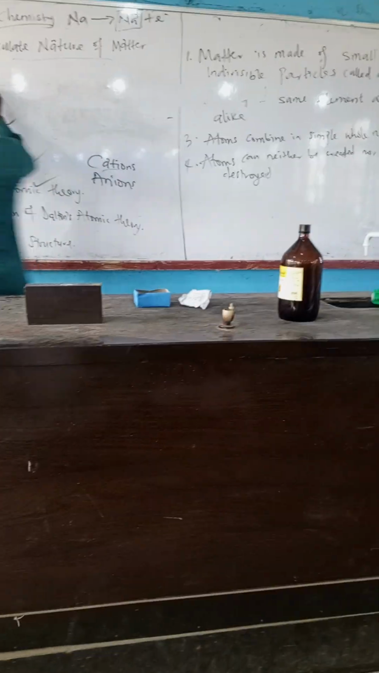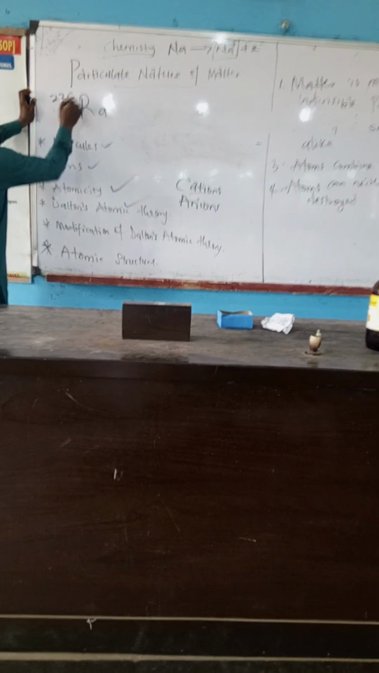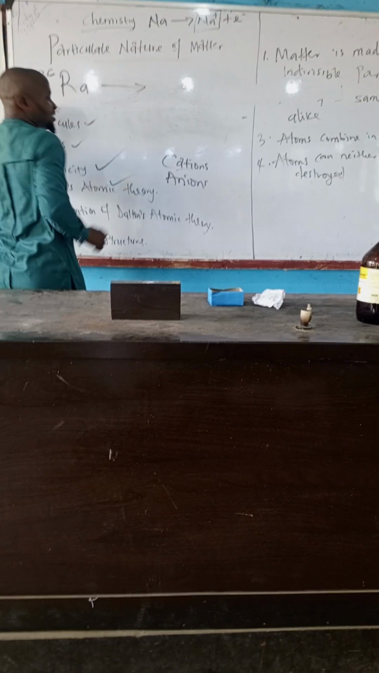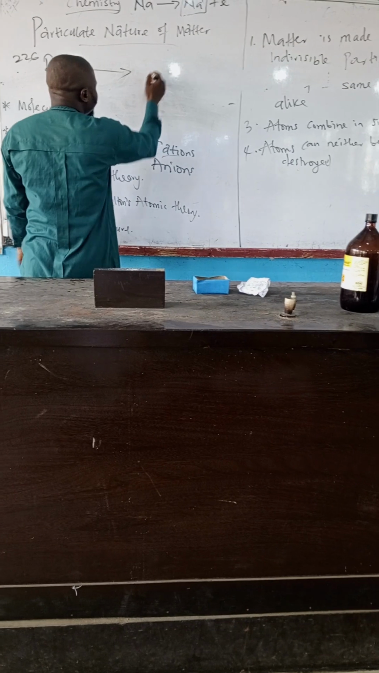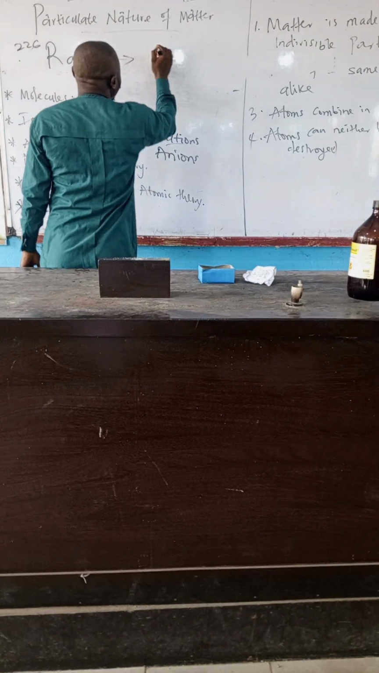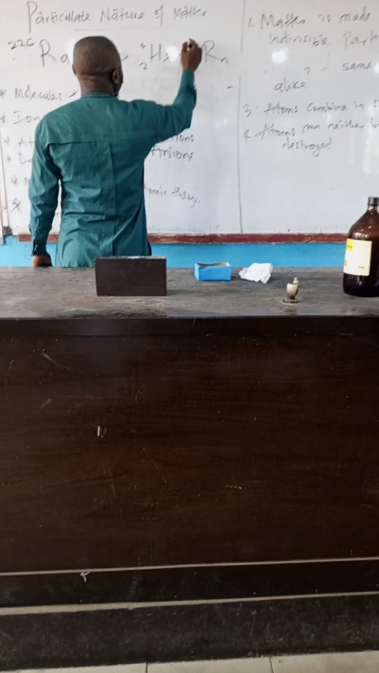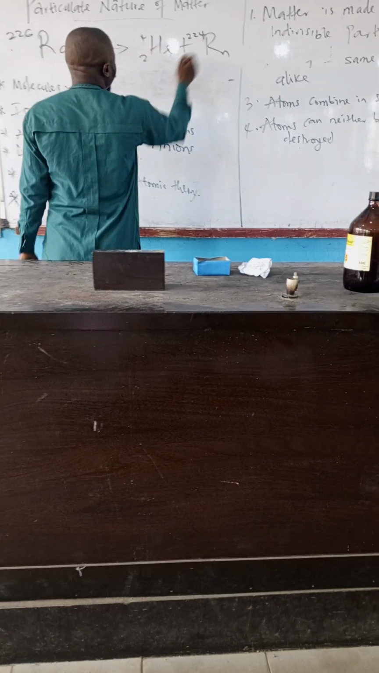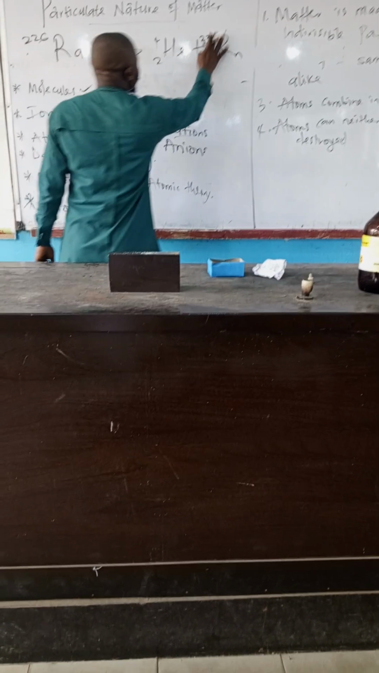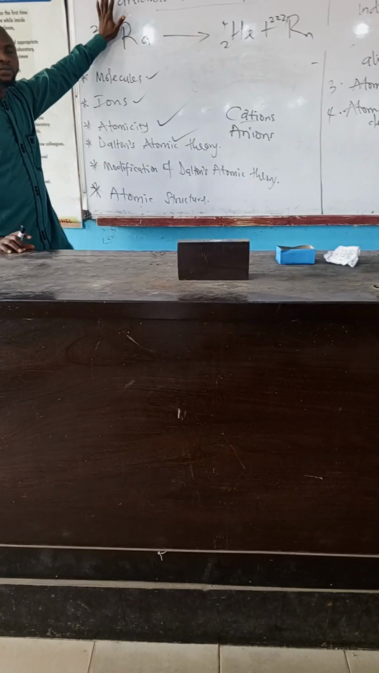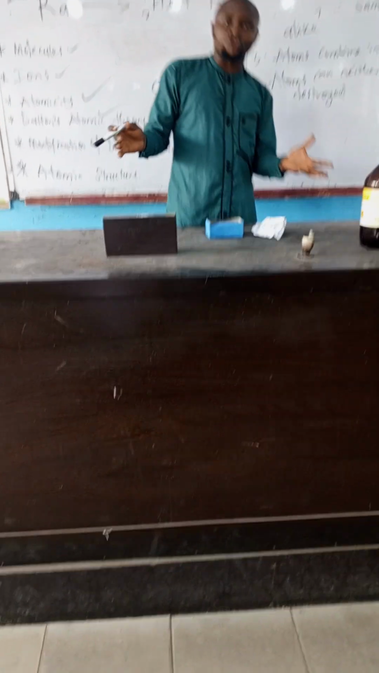Radioactive elements, such as radium-226, which can be divided into radon-222 plus helium-4. So this is an exception. It is not always true, especially for radioactive elements.